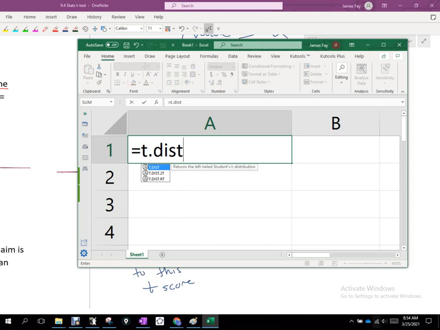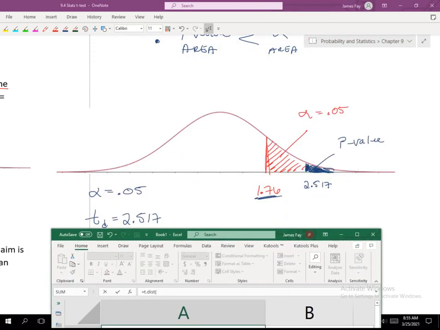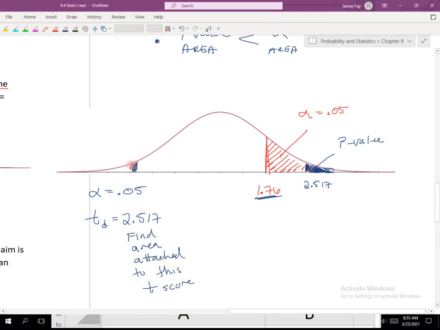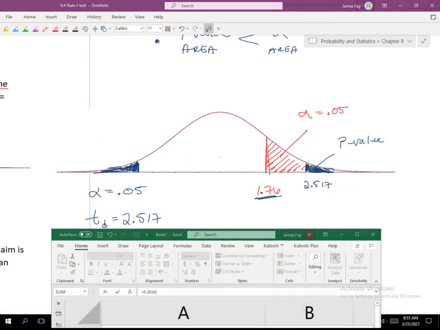t.dist command. Okay? And you can see here it says it returns the left-tailed student t distribution, which is ultimately returning an area. And that's going to ask you, well, what is the x value that you want? Okay, now here's how I'm going to do this, because it's going to return a left tail. If this is 2.517, if that's that t-score to produce this area here, is there a t-score over here that is going to produce the exact same area? Okay, what would be the value of that t-score? Negative 2.517. So that's usually the way I will type it in.